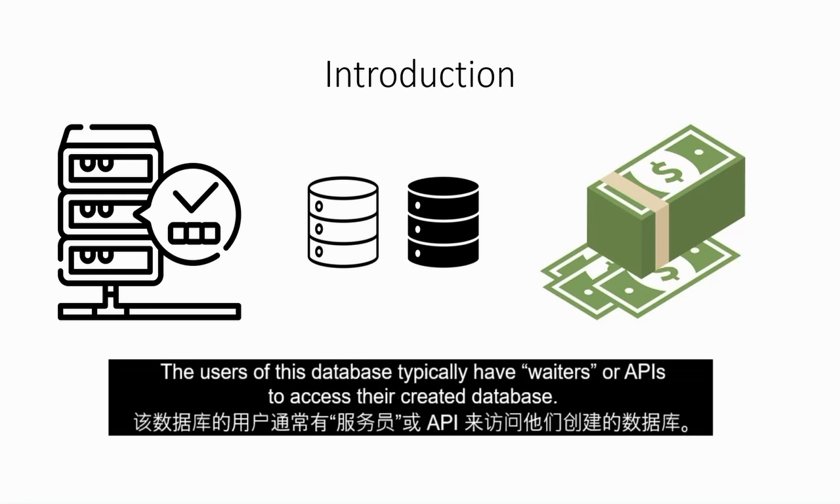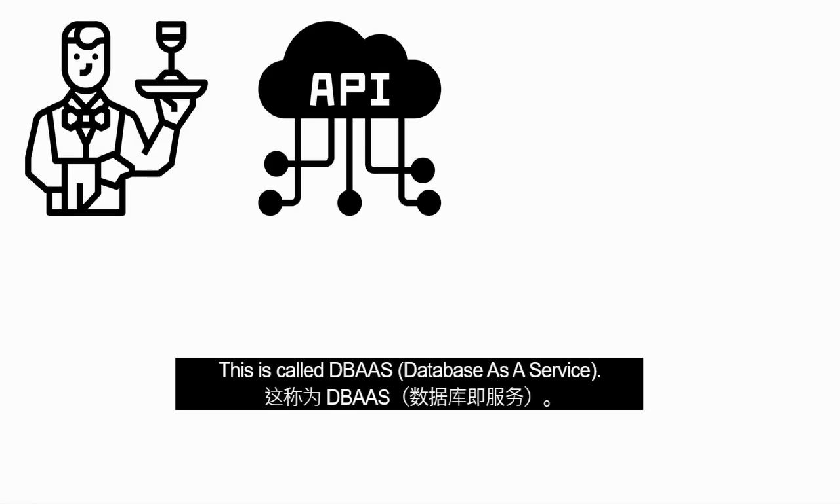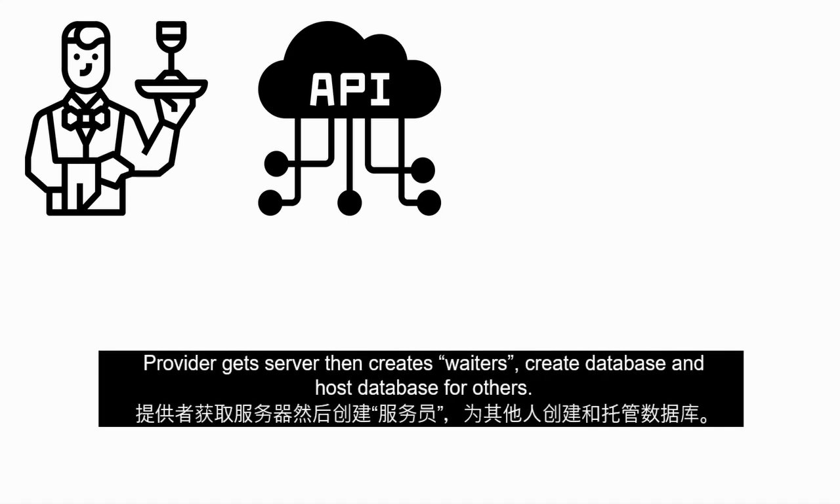The users of this database typically have waiters or APIs to access their created database. This is called DBAAS, Database as a Service. Provider gets servers, then creates waiters, create database and hosts it for others.